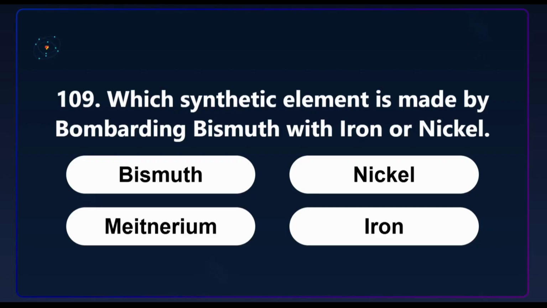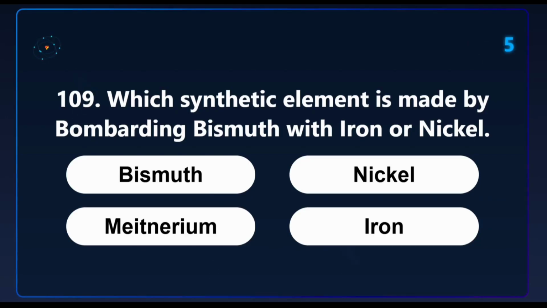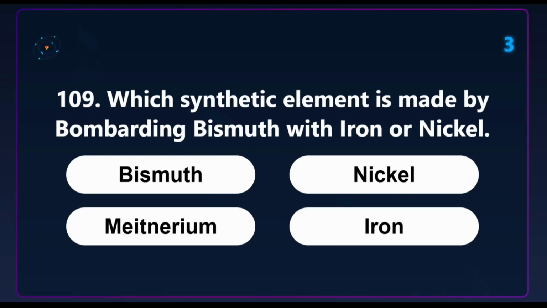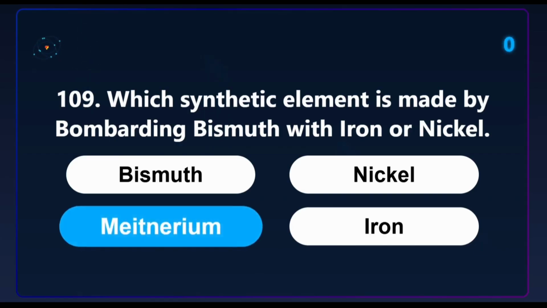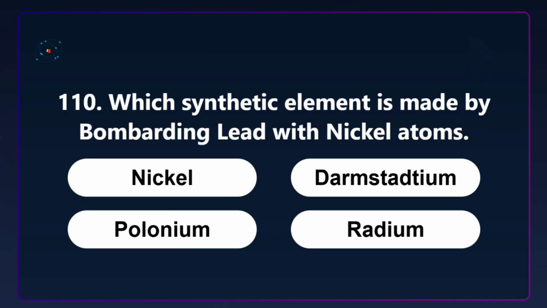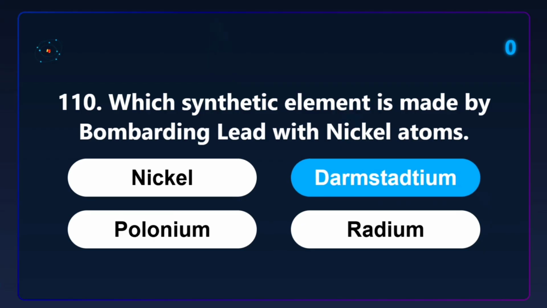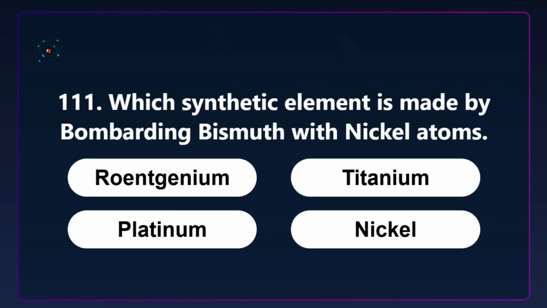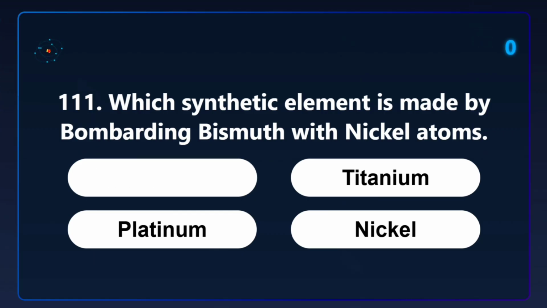Question 109. Which synthetic element is made by bombarding bismuth with iron or nickel? The answer is meitnerium. Question 110. Which synthetic element is made by bombarding lead with nickel atoms? The answer is darmstadtium. Question 111. Which synthetic element is made by bombarding bismuth with nickel atoms? The answer is roentgenium.